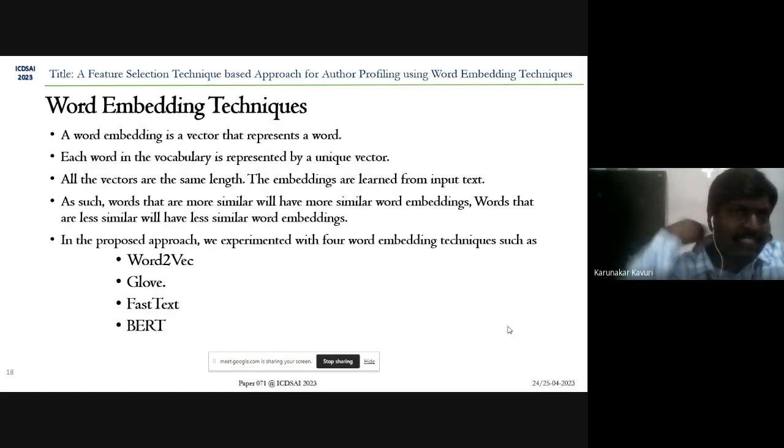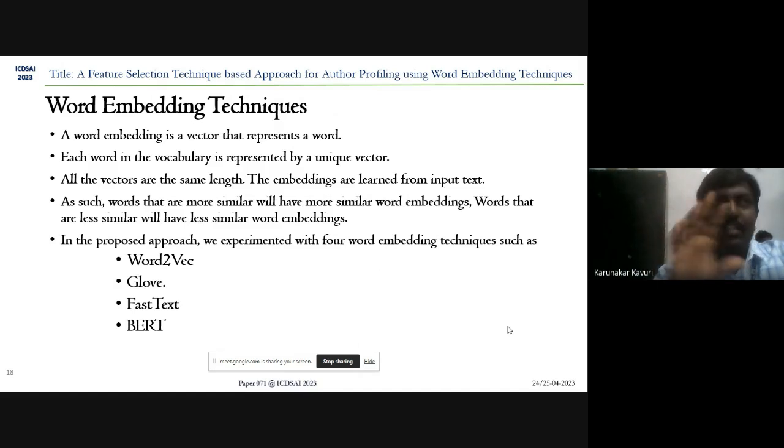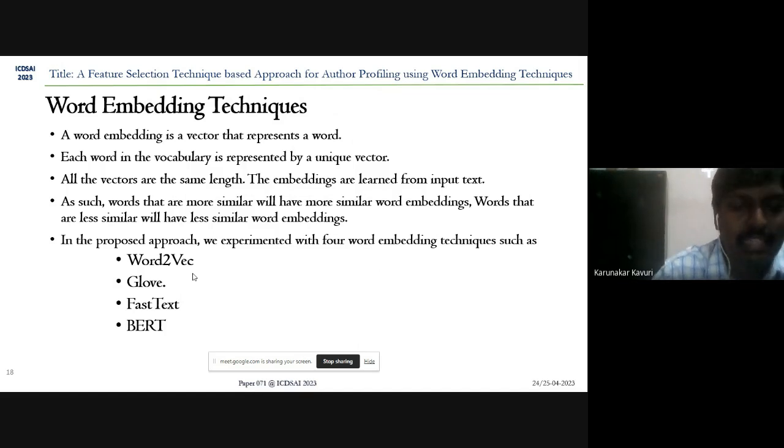So here are the word embedding techniques. The first step is that total words are converted into word embeddings. Here I used 4 techniques: word2vec, GloVe model, fastText, and BERT. Word2vec is a shallow two-layer neural network model. It takes the text as a data set and produces the vectors for each word. It's good at retaining the semantic relationship.